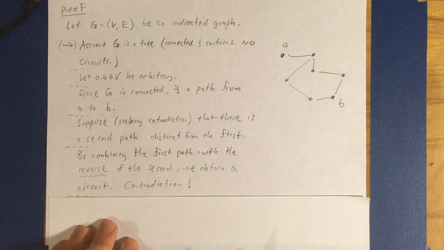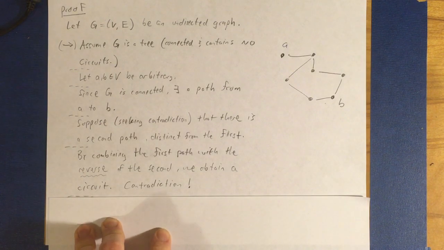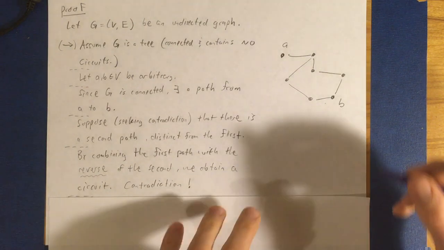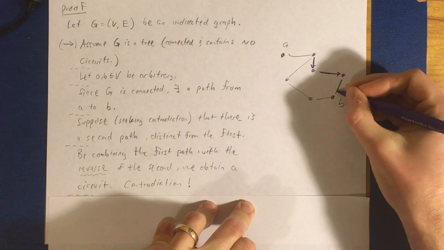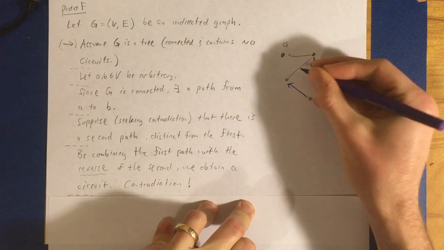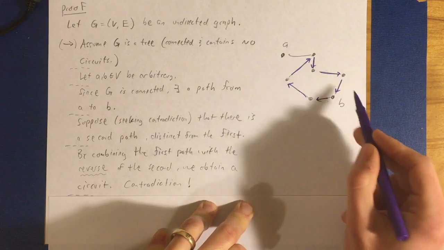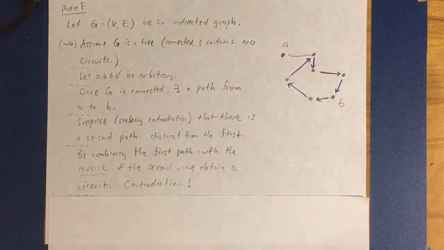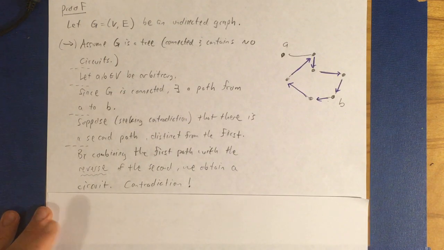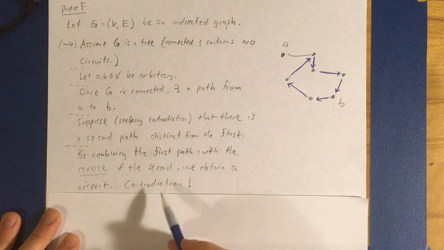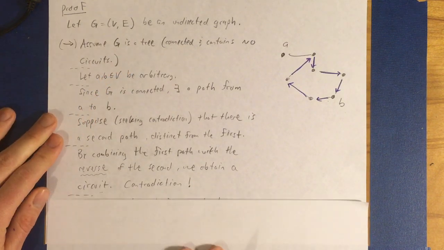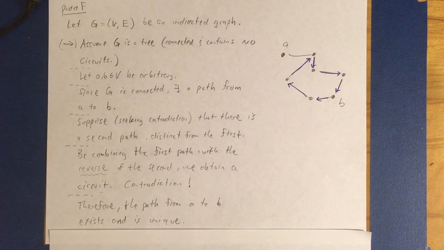I think you can already probably see that there is going to be a problem with this. So what we can do is say, by combining the first path with the reverse of the second, meaning I'm taking the vertices of the second path in the reverse order, by combining those together into a single path, we obtain a circuit, a path that begins and ends at the same vertex. That existence of a circuit contradicts our original assumption that G was a tree. And so therefore, the path from A to B must exist and also must be unique. So that's the first half of the proof.